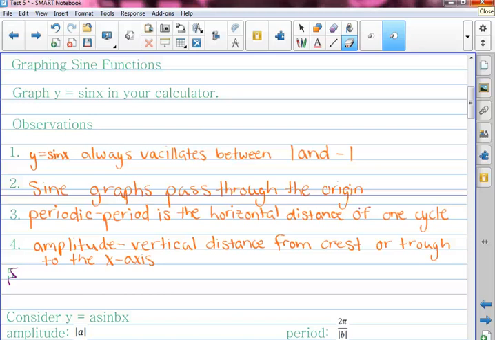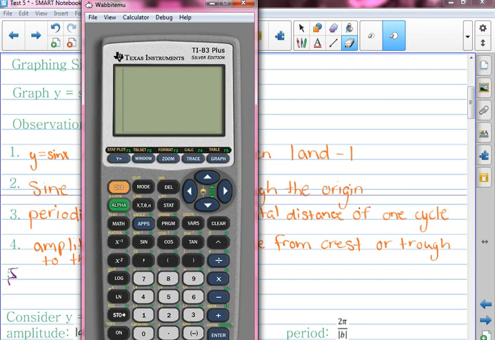Okay, we're going to be talking about graphing sine functions. So graph y equals sine x in your calculator, and this is what it looks like. Okay, and I'm going to change my window. Ooh, that was bad. Don't do that. Ignore. Go back to regular. Here we go. Yay! It's wavy.